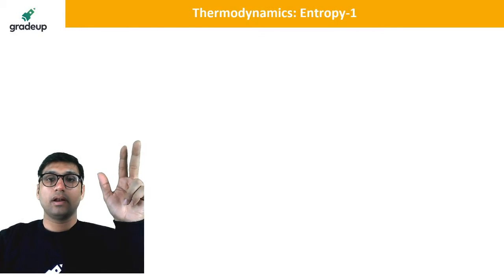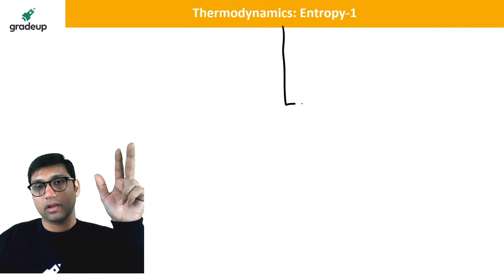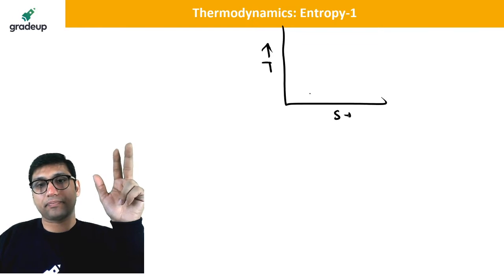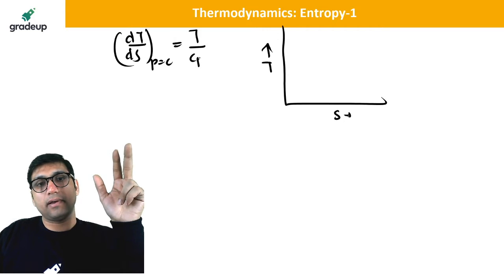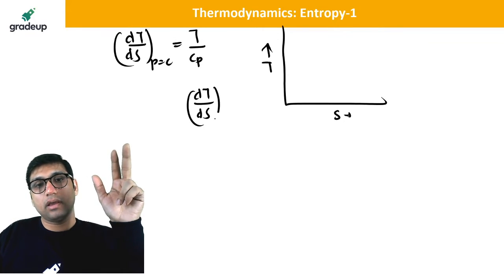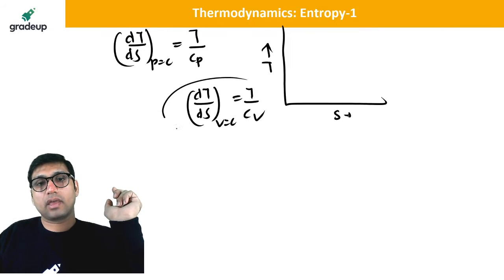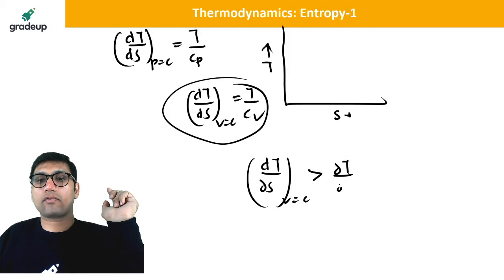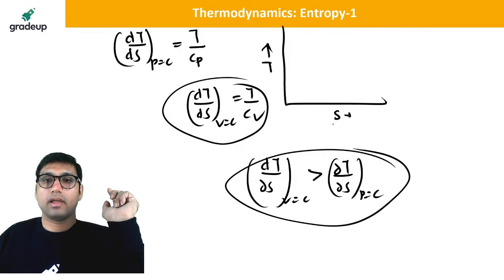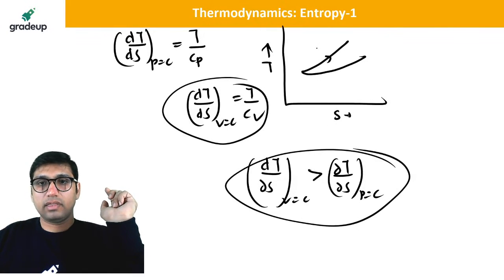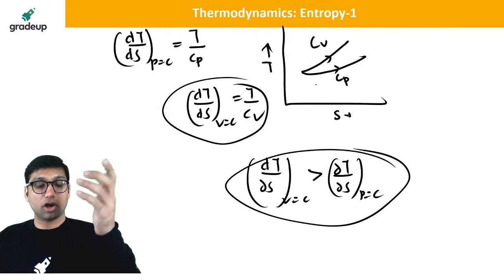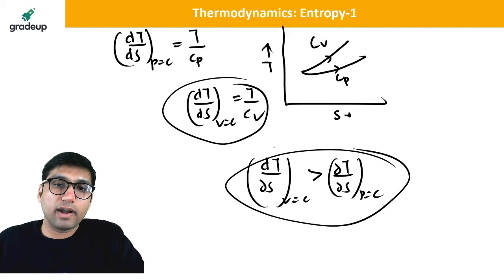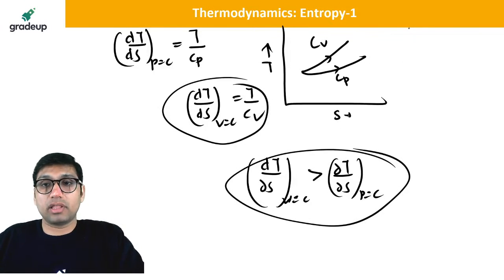Now we are coming to a very important thing: the slope of temperature on entropy, that is dT by dS, at constant pressure is equal to T by Cp, and dT by dS at constant volume is equal to T by Cv. And the slope of constant volume is always greater than the slope of constant pressure on the temperature-entropy diagram. That is, the slope for constant volume will always be greater than for constant pressure. Okay, so you have to always remember that.